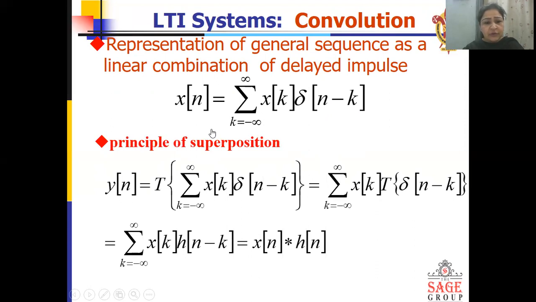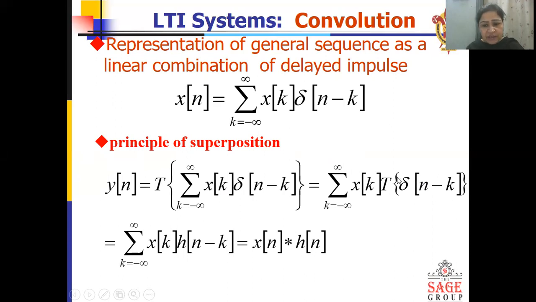Now, according to the principle of superposition, if I want to generate the output yn for this particular input, then it will be the system operator acting on the input xn. So I have written summation xk delta n minus k in place of xn. Now, since it is a linear system, it will be summation xk, T acting on delta n minus k, because delta n minus k is dependent on n.